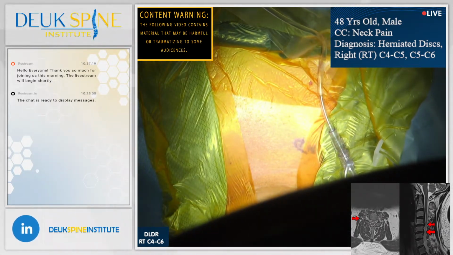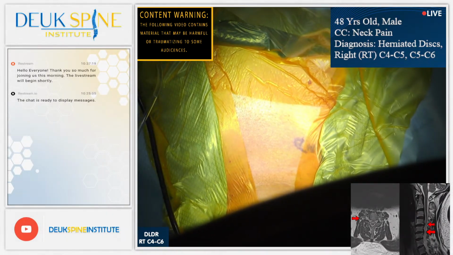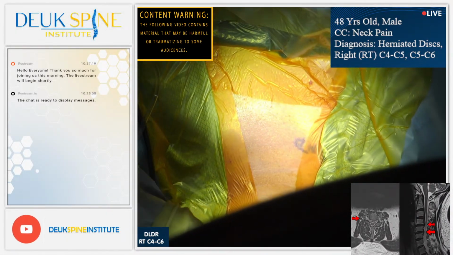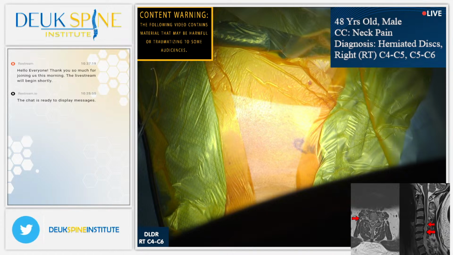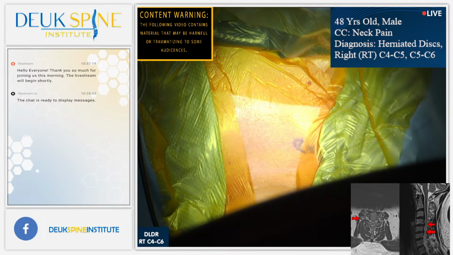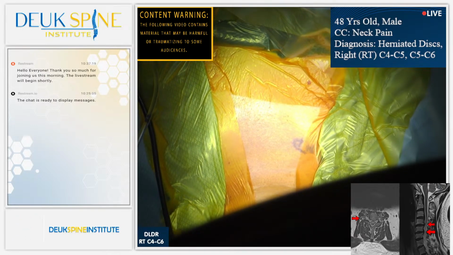Our patient is here from Hawaii, from the beautiful island of Maui. He has already had a sacroiliac joint rhizotomy done 2 days ago, and he's here for 2 discs in his neck that are herniated. We're going to try to fix them for him right now. We're doing number 4-5 and 5-6.